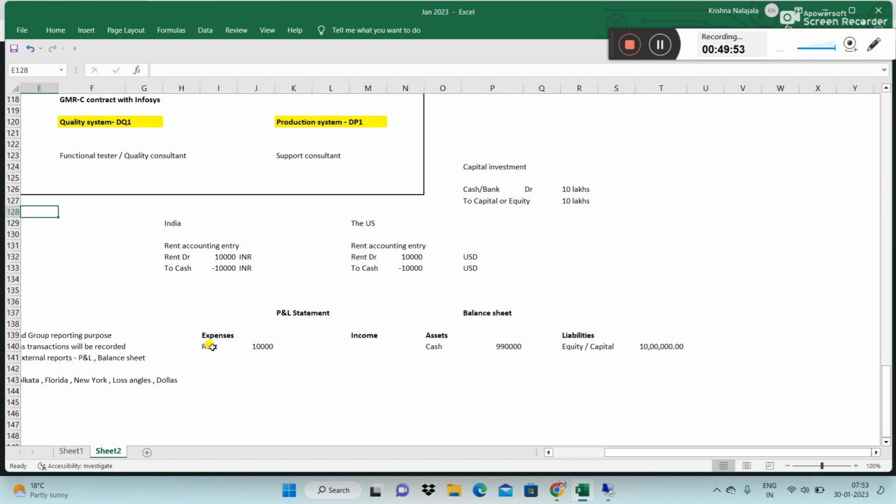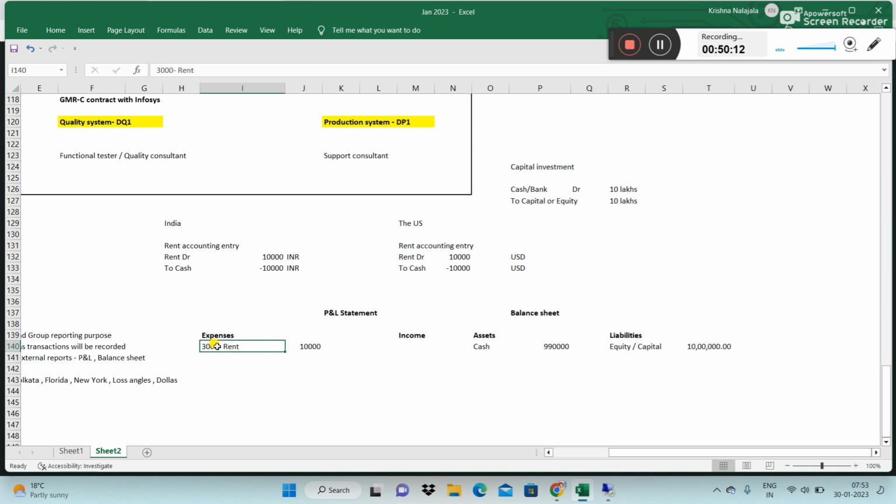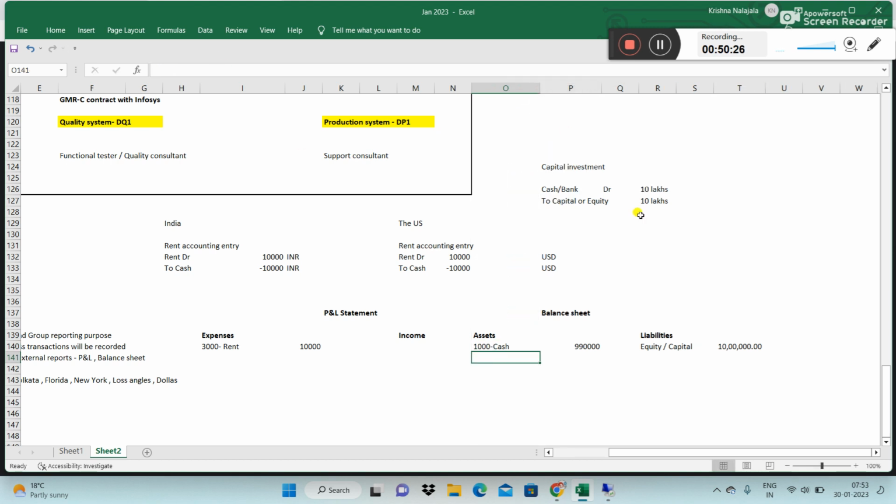Cash should have one account. In a P&L account, it will not display as rent. It should have one identifier, one number we give for this rent. Maybe I give rent 3000. By seeing the 3000 number, the accountant easily understands, okay, 3000 is given for rent, right? Yes, sir. For cash, I'll give one number, maybe 1000. By seeing 1000, I should always remember it's cash. For equity, I'll give maybe 2000.